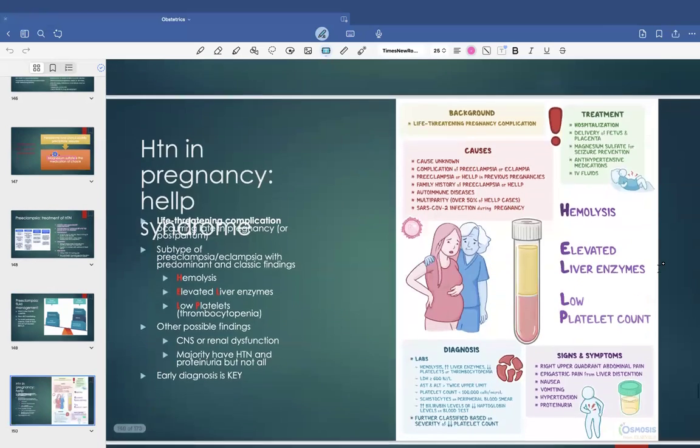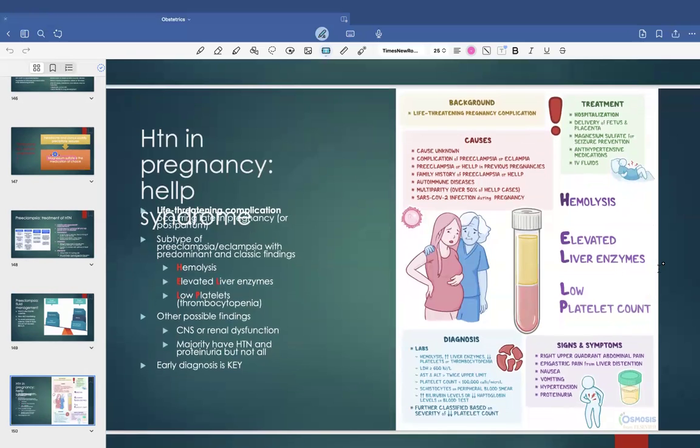That's the end of the slides. Yes, question. For the women who develop it postpartum, do we just medically manage?